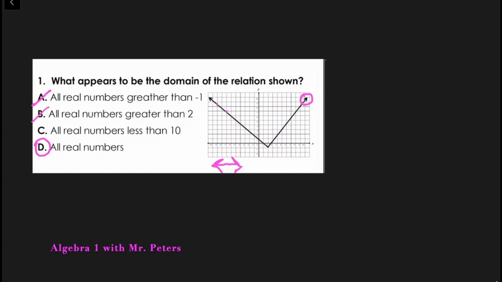Now, let's just bring it back and say they were talking about the range. If we were talking about the range, guys, our answer would be A. Because when we look at the lowest point on the graph for y, there is no y that is going to be less than -1. So please just understand the difference between domain and range, because you're definitely going to see it, and it can be challenging if you don't know what it's asking.